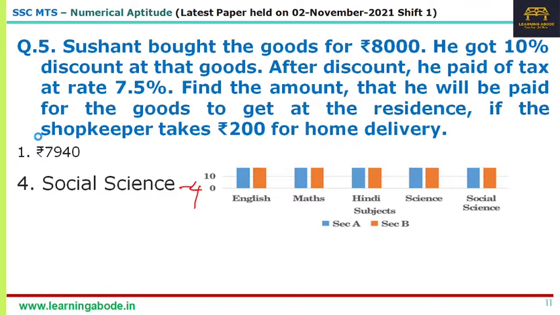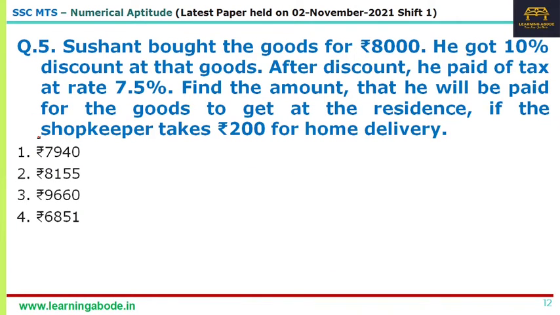The difference is 12. Fifth question, it's a profit and loss question. Sushant bought goods for 8,000. He got a 10% discount on the goods. After the discount, he paid a tax at the rate of 7.5%. What is the amount he has to pay to get the home delivery, if home delivery charges 200 rupees? So the cost of the item is 8,000 and you are getting a discount of 10%. So 10% of 8,000 is 800.